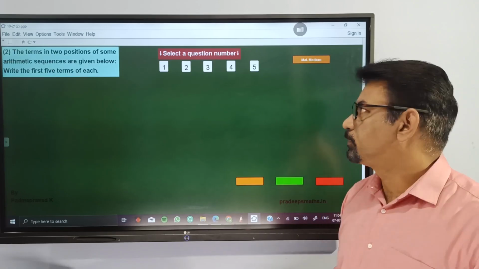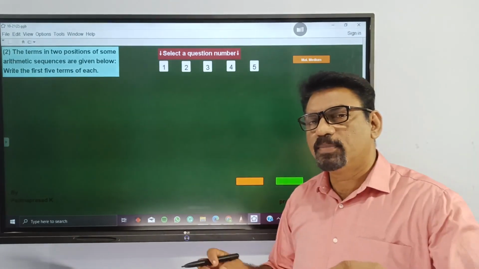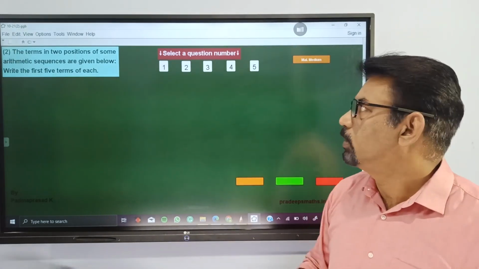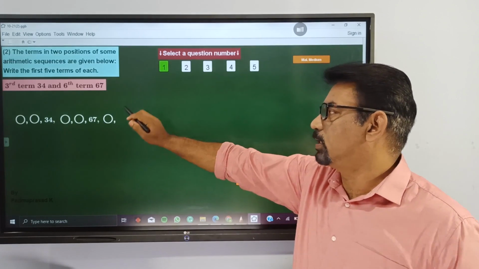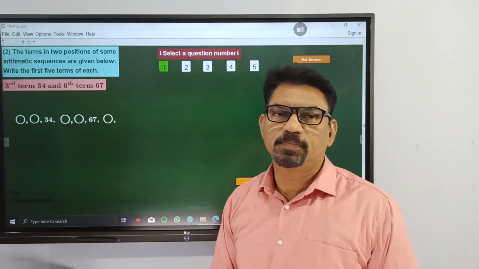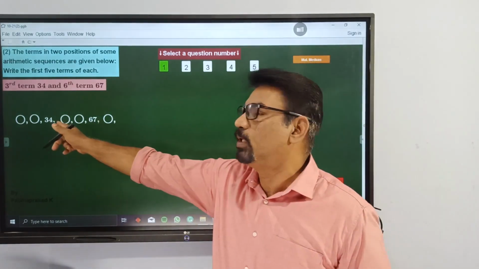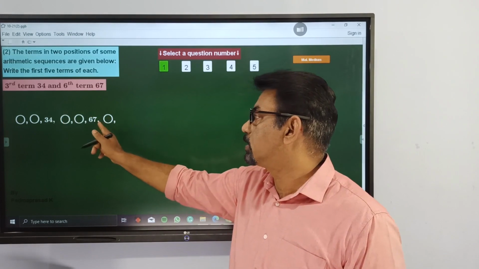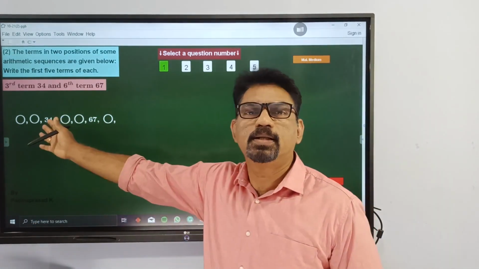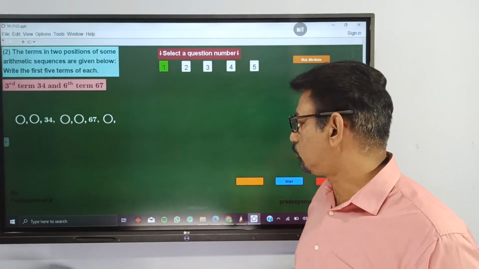Welcome back, dear children. Here in this problem we have 5 sub questions, very similar to the problem that we have discussed last day. Very simple one. So let's begin. In the first question we have an arithmetic sequence where a few of the terms are not given. 34 and 67 are terms of the sequence: 34 is the third term and 67 is the sixth term. We have to find the other missing terms of the sequence, very similar to the previous problem.